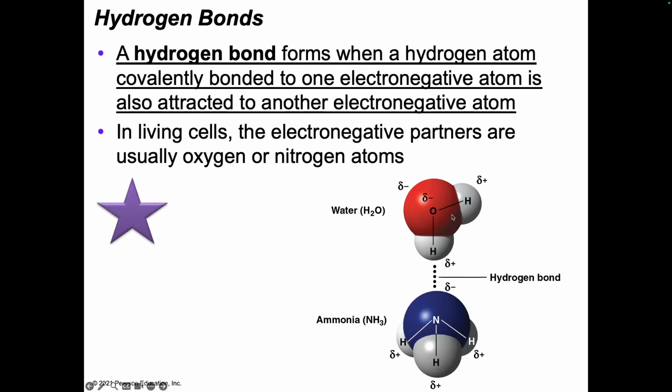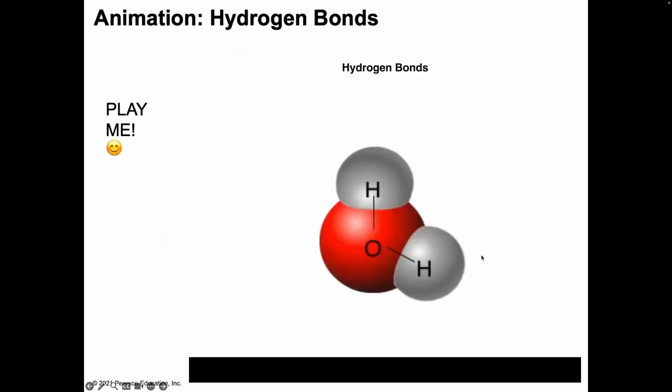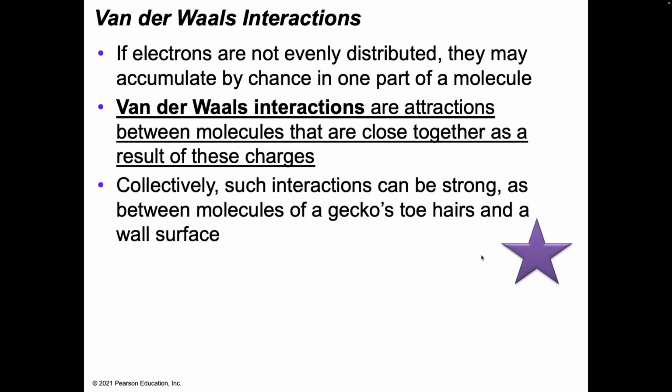This is like a scientific phenomenon because hydrogen is only really supposed to bond with one other element, but it can make these temporary bonds with another highly electronegative element, like this nitrogen. And then this is another illustration about hydrogen bonds. Van der Waals interactions are attractions between molecules that are close together as a result of these charges, and collectively, such interactions can be strong. An example of that would be a gecko's toe hairs on the wall surface and how they can climb on the wall.